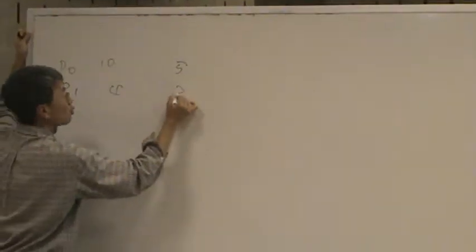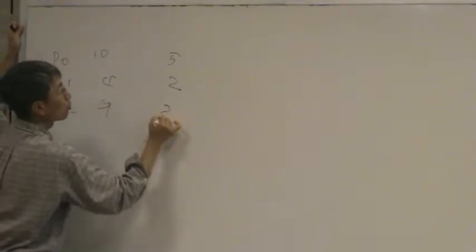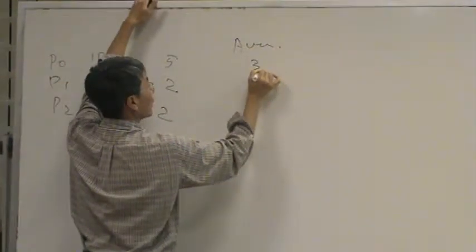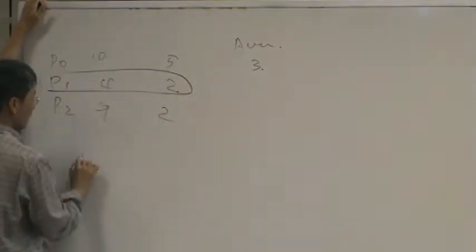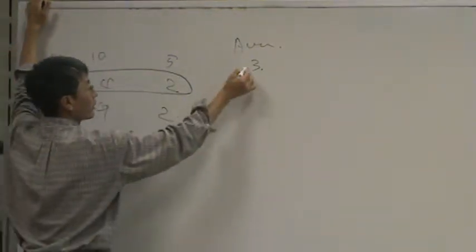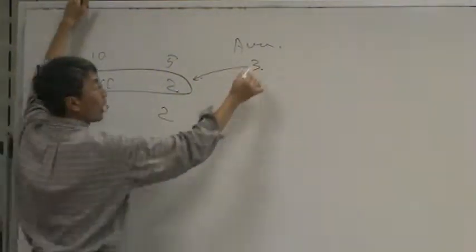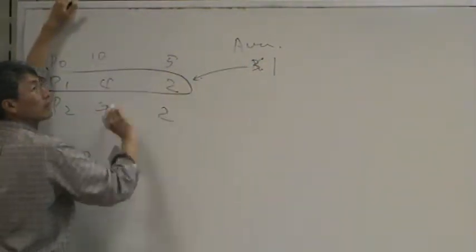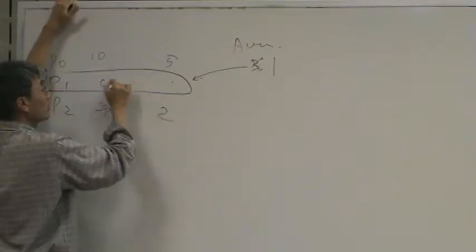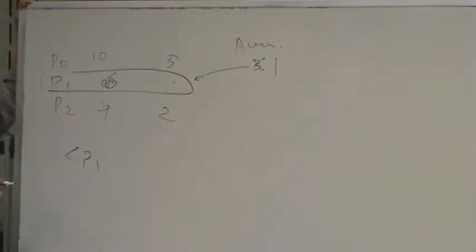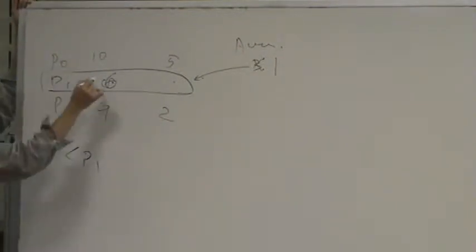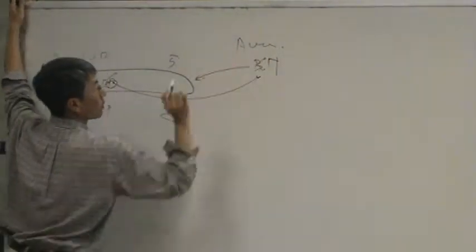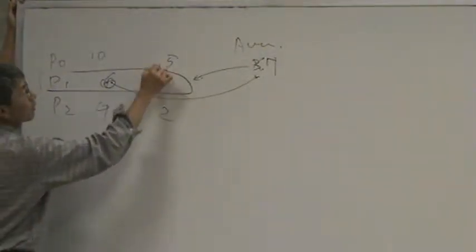So P0 has 10 and needs 5 more. P1 has 4, needs 2 more. P2 has 9, needs 2 more. Available 3. Okay? Then take P1 first. P1 needs how many? 2 more. Okay? How many available? 1. Then the current one has the 2 more. Total 6. Then it's completed. Return. Then how many available?